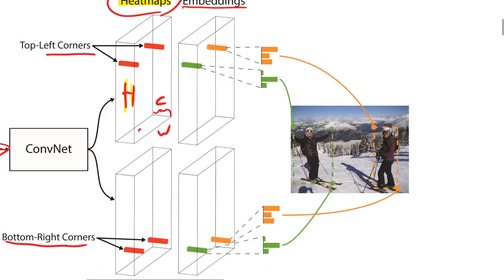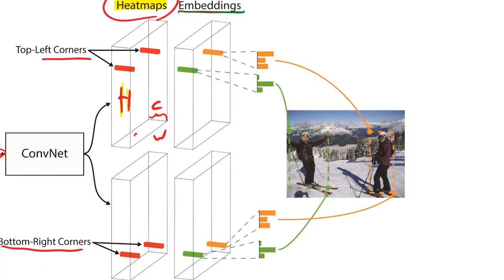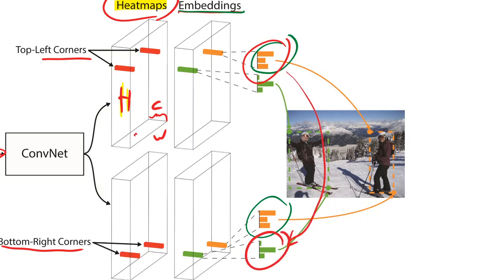And they do this by a second output in their heads called embeddings. Now these embeddings, they're simply vectors. And the only thing they're asked to do is have a large inner product whenever they belong to the same object, and a small inner product when they belong to two different objects. So this orange thing here would have a large inner product with this green bottom right corner embedding. Okay, so you train these embeddings, they don't need to mean anything. You simply train them to predict the same thing for the same objects and different things for different objects.